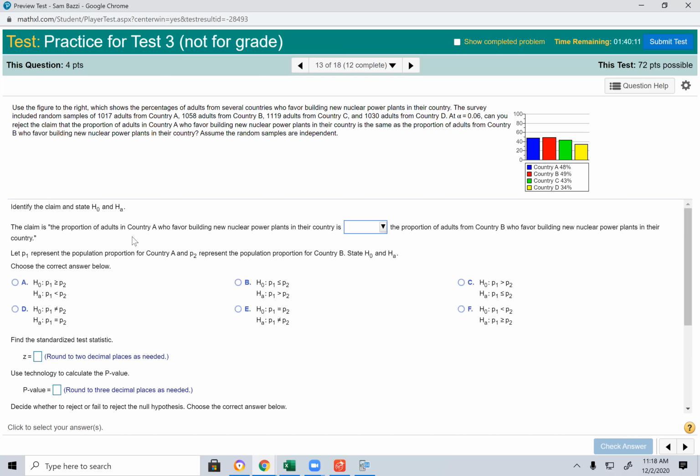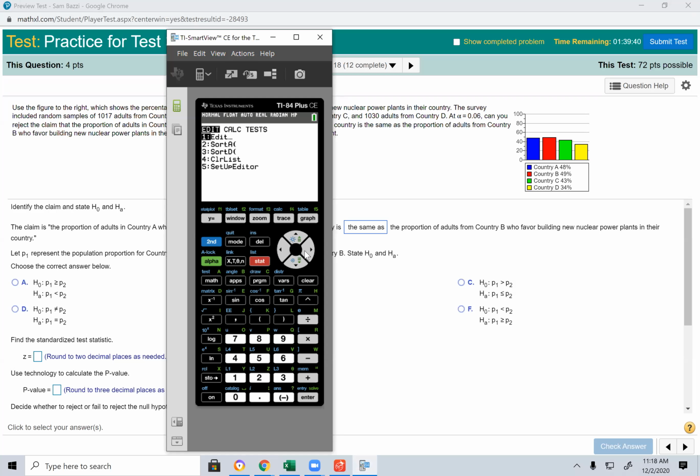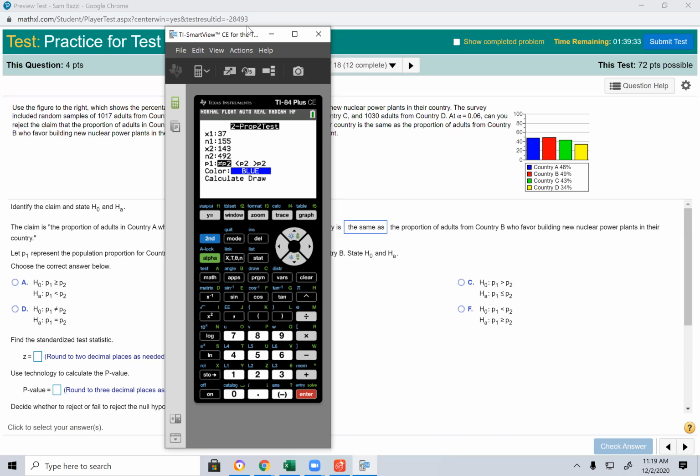Okay, what's the claim? Proportion of adults in country A who favor building new nuclear power plants in their country is the same as the proportion. That's the claim. Okay, can a student tell me which one is the correct null and alternative? That should be easy, guys. Is it A, B, C, D, E, or F? E. Yep, I agree. And let's take you to the calculator and do this. Two proportion Z test. All right.